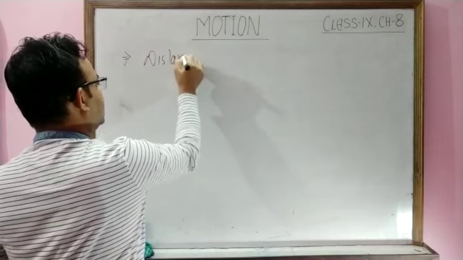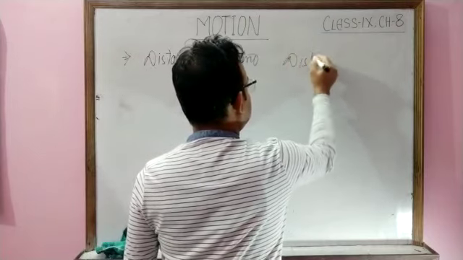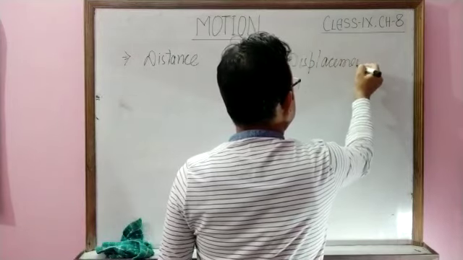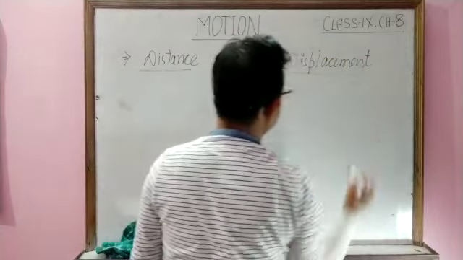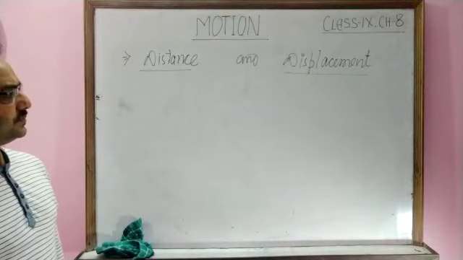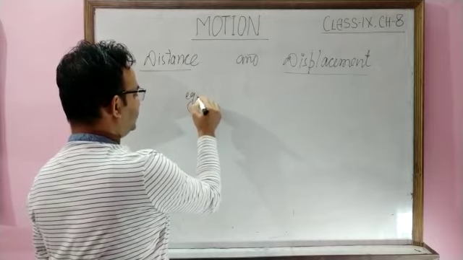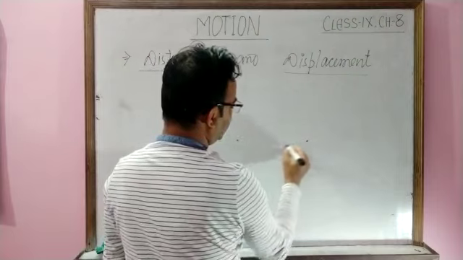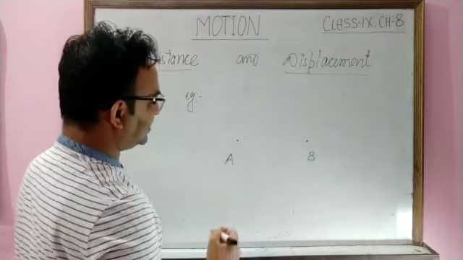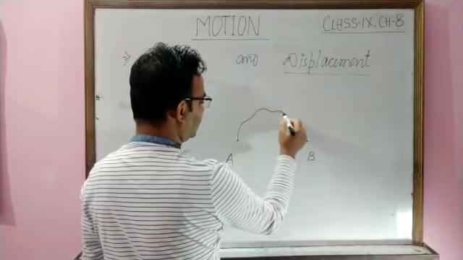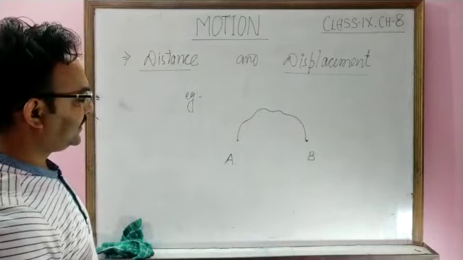Distance and displacement. To understand this concept of distance and displacement, let's understand this example here. Suppose that we have 2 points A and B. An object starts its journey from point A by following the path in this order and reaches point B after some interval of time.